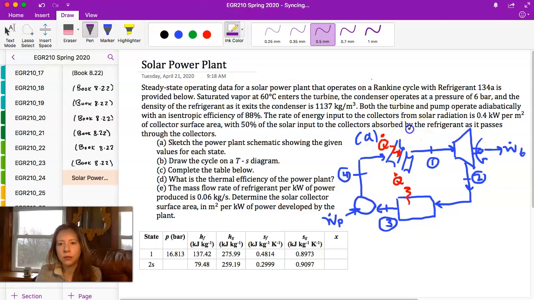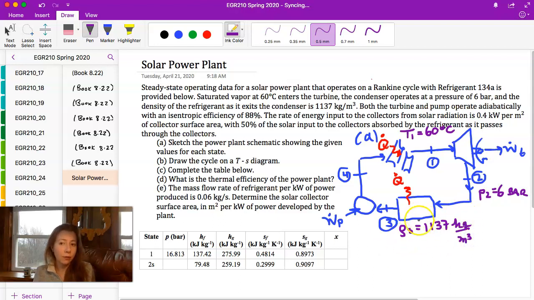So let's start filling in some of our given information. So T1, let's make that a T for temperature, not time. T1 is 60 degrees Celsius. Okay, the condenser operates at a pressure of 6 bar, so that means P2 is 6 bar. And the density of the refrigerant as it exits the condenser is 1137 kilograms per meter cubed. So as it exits the condenser, that's density, so rho 3 is 1137 kilograms per meter cubed.